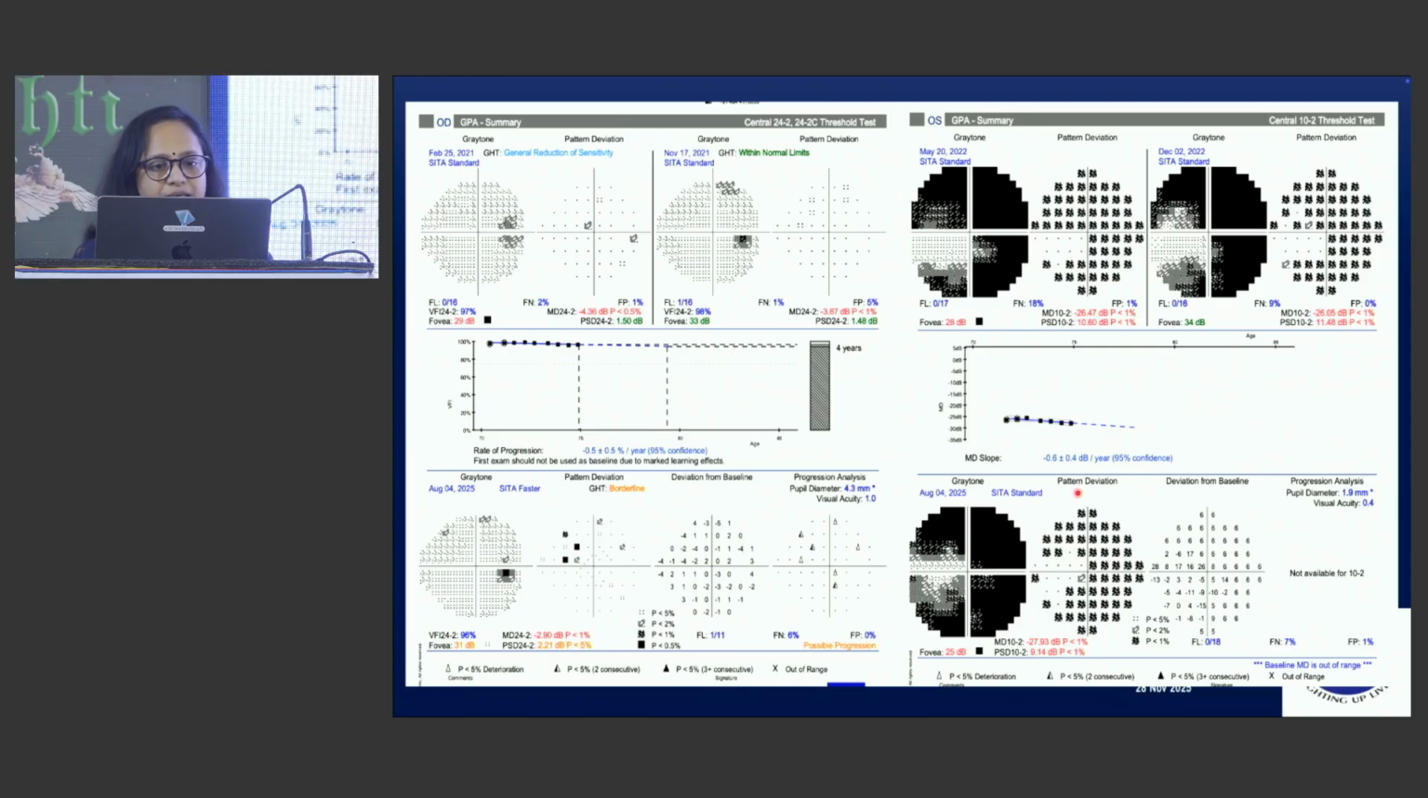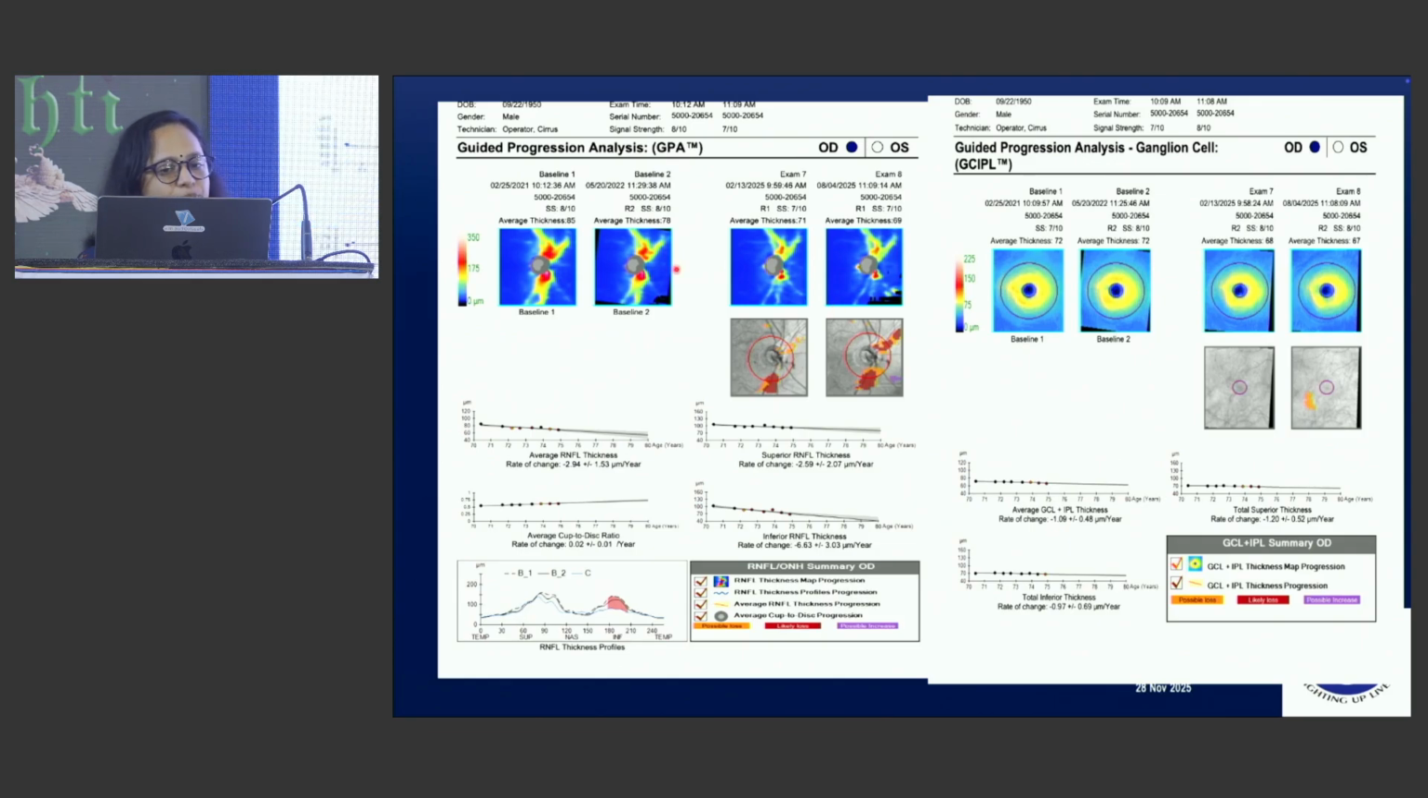This is the guided progression analysis printout of the Humphrey. You get a trend analysis and also you will get an event analysis which shows likely progression or possible progression. This is guided progression analysis of the OCT RNFL and this one is the GCL.